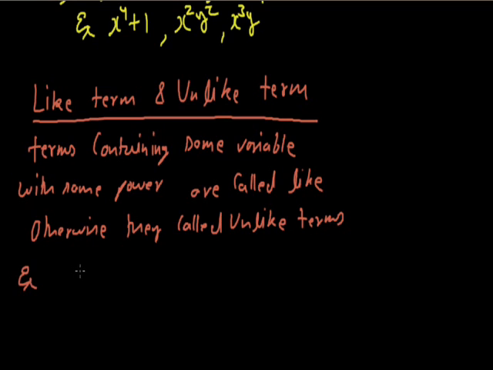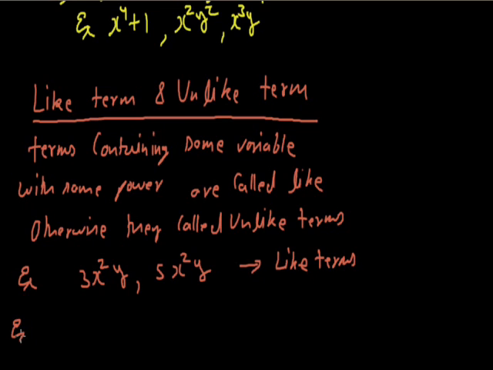Example: 3x square y, comma, 5x square y. So these are the like terms. Why? Because these are containing the same variables, that is x and y. Here the power of x is 2, here the power of x is also 2. Here the power of y is 1, here the power of y is also 1. So these are the like terms.